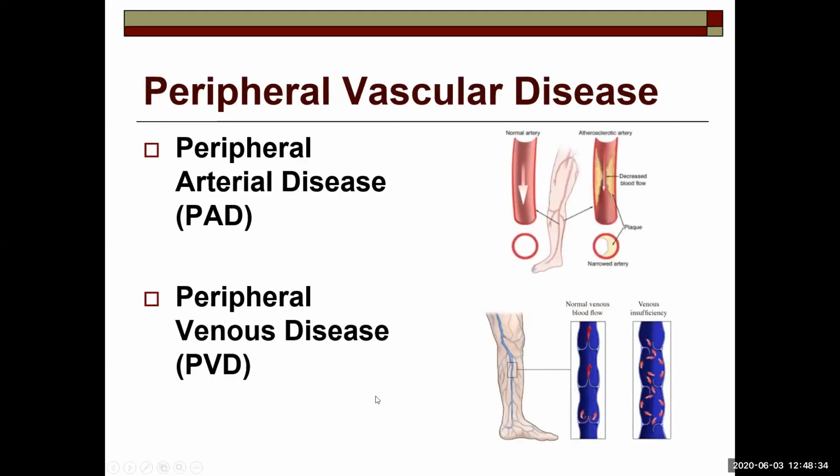All right, let's get into peripheral vascular disease. Peripheral vascular disease means we're talking about blood vessels. You can have issues with the blood vessels, whether it's peripheral arterial disease or peripheral venous disease. So PAD or PVD, you need to differentiate between them. If the arteries are involved, then it's PAD. If the veins are involved, then it's PVD. So you need to identify which one is which.